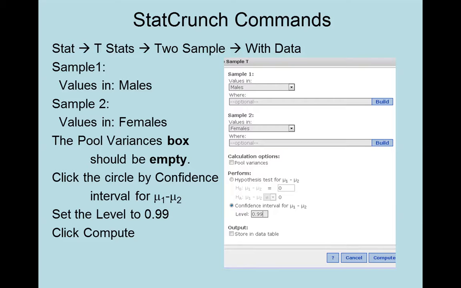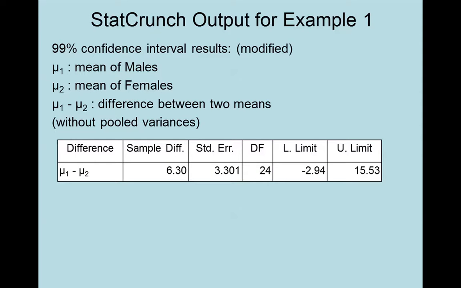And then since we're doing estimation, we want a confidence interval. So click in the little circle next to confidence interval, and then make sure the level that you want is appropriate. So if we want 99%, we're going to type in 0.99, and then we would click compute. The output for the 99% confidence interval will tell you that mu1 is the mean of males, mu2 is the mean of females. So you can tell the order that it was done in, and it tells you mu1 minus mu2 is the difference between the two means without pooled variances, which is what we want.